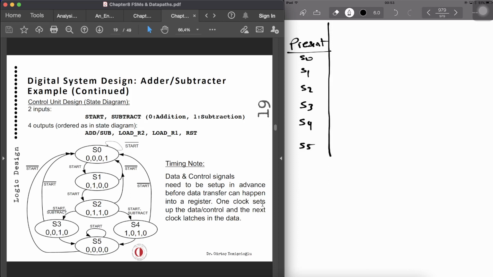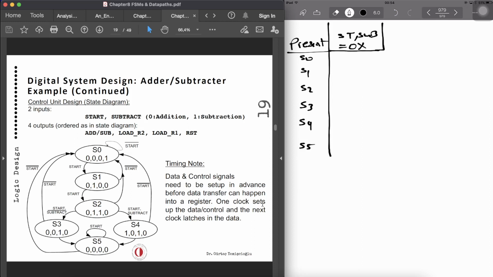Now, the next states that we are going to have have to be dependent on the external inputs that are coming in. So what are those external inputs? Start and subtract. So what do we have? We have start, and subtract. When start is 0, we don't care about the subtract, so we can put don't care. So let's put it 0 and x.